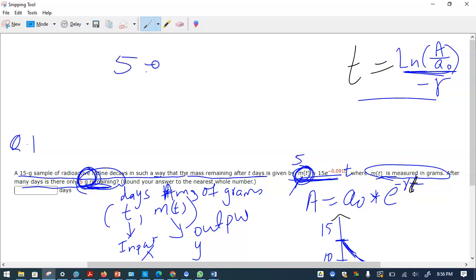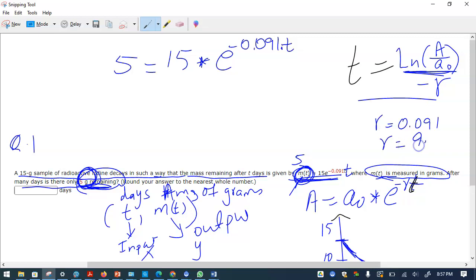So this is 5 equals 15 times e raised to minus 0.091 t. This is already given to us. See? So it looks like that r that you see here is 0.091. That means r is 9.1%. So it is decreasing by 9.1% of what was earlier.